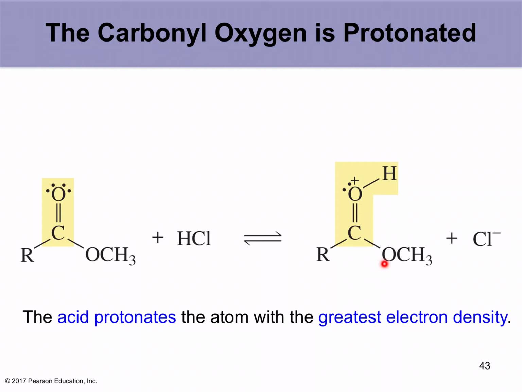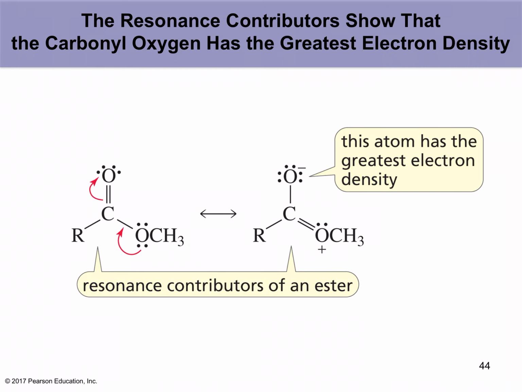We can also see that with the resonance structure right here. If you draw the resonance for the ester, this lone pair forms the pi bond and carbon-oxygen pi bond breaks. Oxygen will get the negative charge, this oxygen. But this oxygen would be electron deficient. This is electron rich. So this atom has the greatest electron density, and this oxygen has less electron density, and it's already having a positive charge. Okay, so as a result, when you add acid to ester, always the carbonyl oxygen gets protonated.